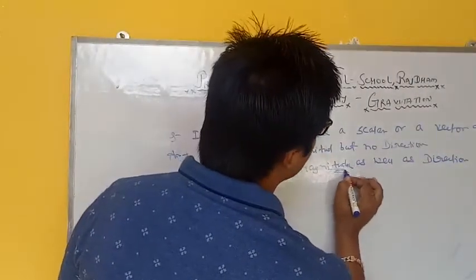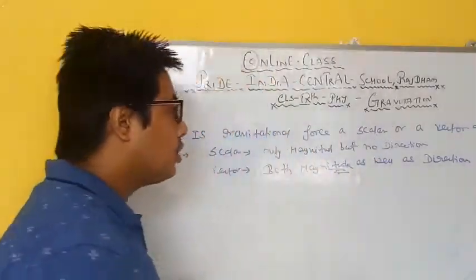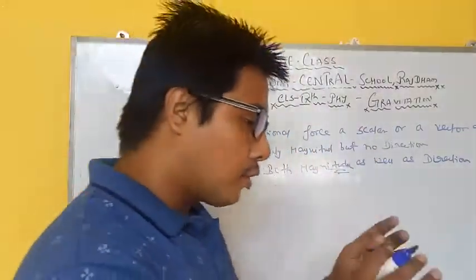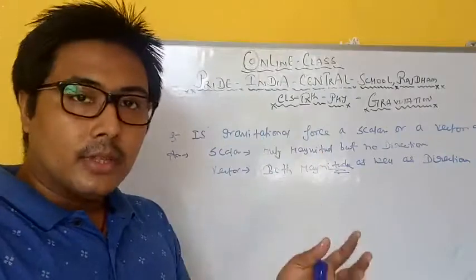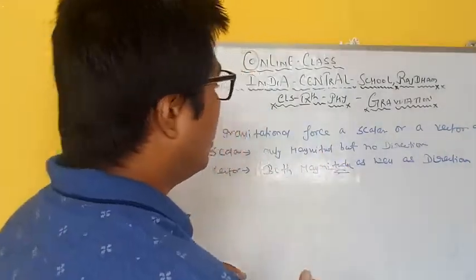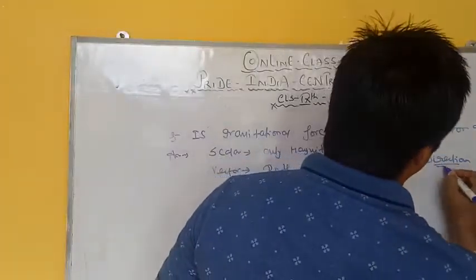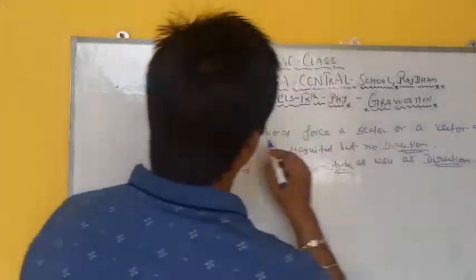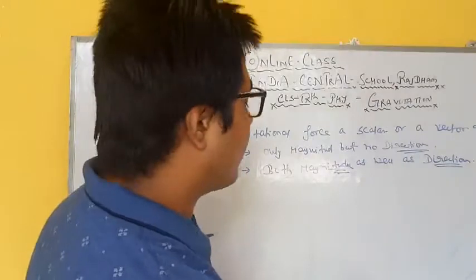I already told you in the first chapter which I have taught, the motion. Magnitude means the force or the mass of the body. It's everything related to the body. So that is the magnitude. And direction, you are all aware about direction, the direction senses. So is gravitational force a scalar or a vector quantity?